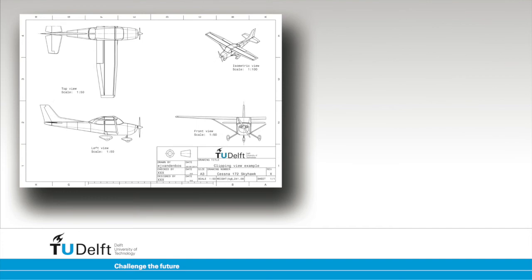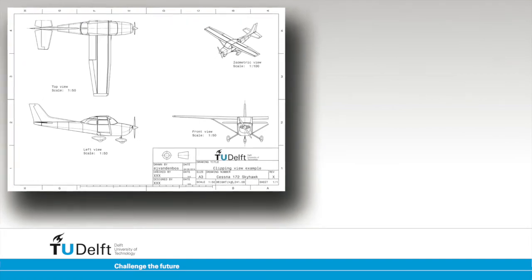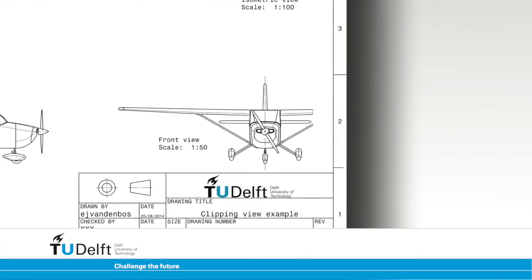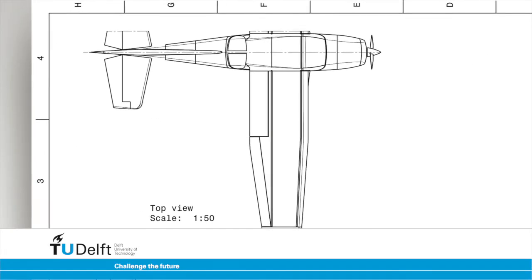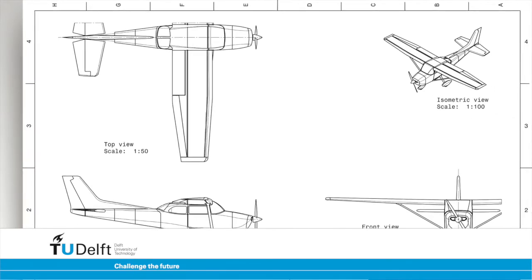Partial views or clipping views can be shown to reduce a drawing's size. Non-relevant items are cut away from the view. In CATIA, partial views are delineated using a thin chain line.